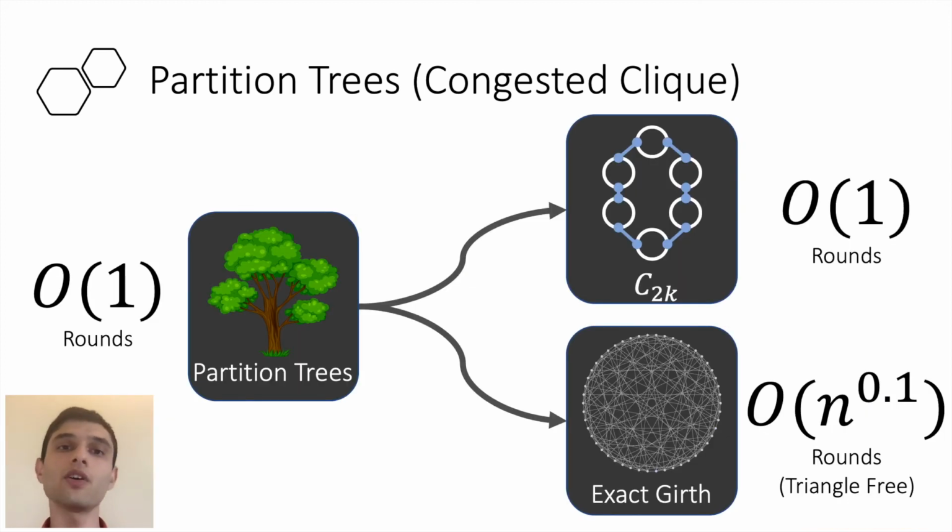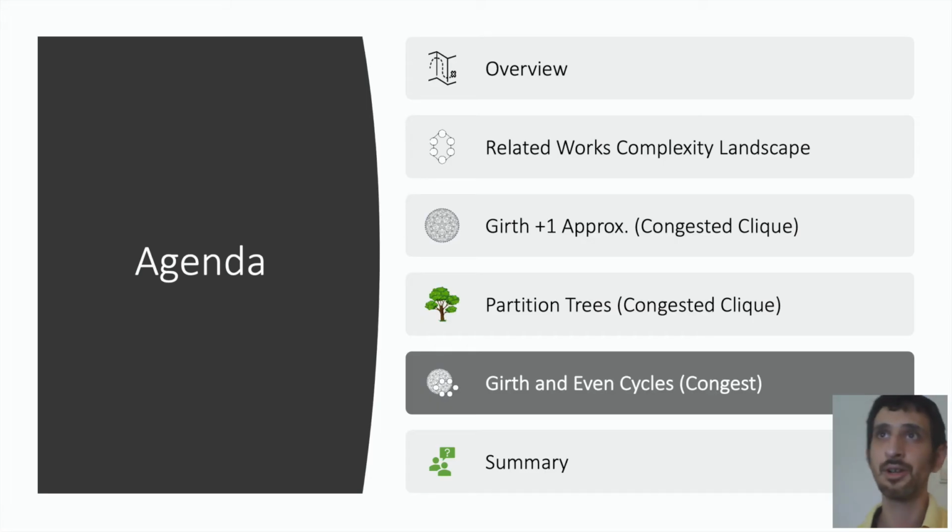In this paper, we show how to use this partition tree technique to build a data structure, which allows us then in O of 1 rounds to detect cycles of even length, or to improve upon the state of the art for detecting exact girth if we know some properties of the graph, for example, that it's triangle free. So these are two uses for partition trees, which we show in the paper. After this paper was published, we also discovered additional uses which can improve upon the state of the art in other problems using partition trees. We turn our attention to the Congest model, where we consider the exact girth and the even cycle freeness problems.